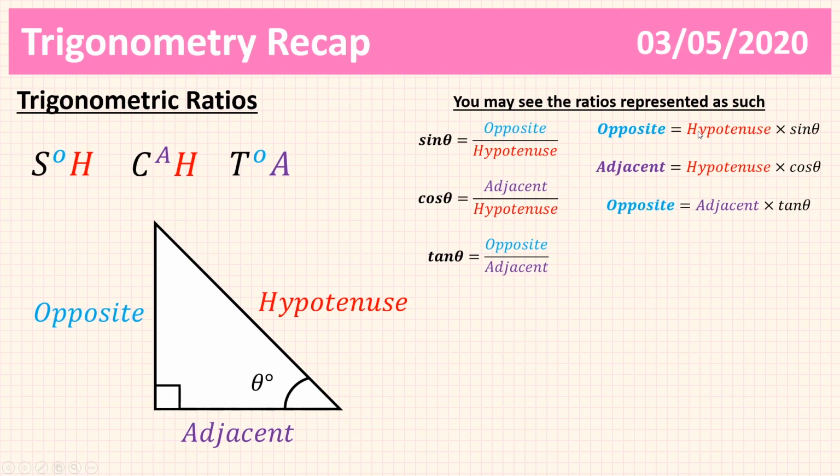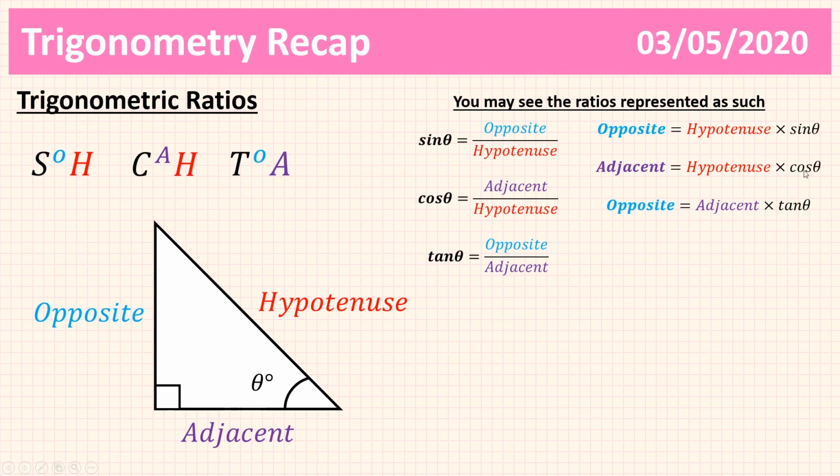Well, this one uses the opposite and the hypotenuse, and this one uses the adjacent and the hypotenuse. The only thing we haven't looked at is what happens if we're not given the hypotenuse. How would we work it out then? Well, we need to know the ratio between these two sides, and that's what tangent is, the ratio between the opposite and the adjacent.